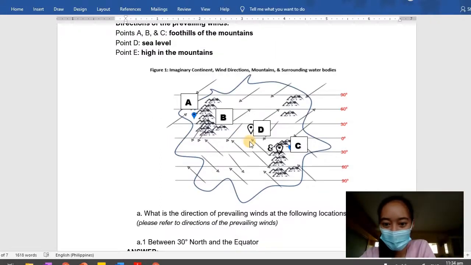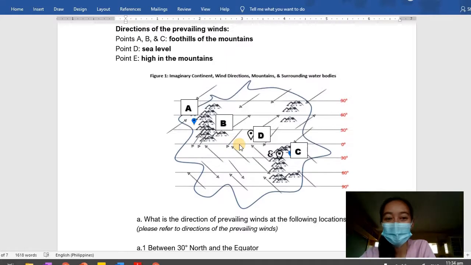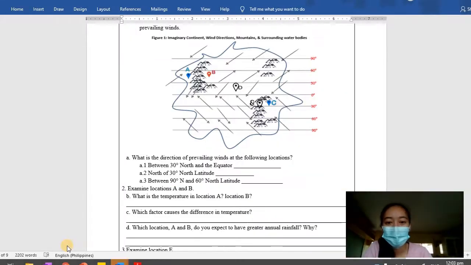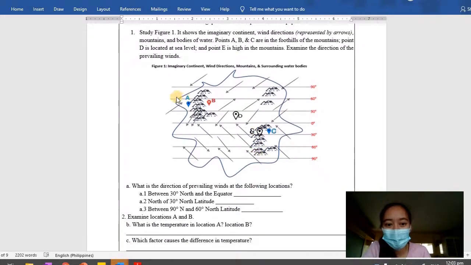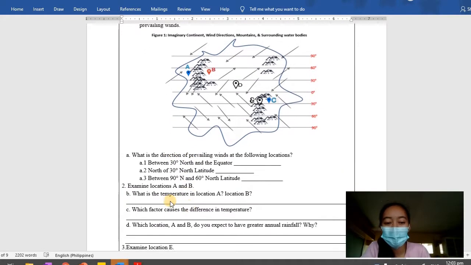Point E, where is point E? So I guess there's no point E. Or high in the mountains. So in answering your exercise number 2, the part 1 is you're asked to answer the direction of the prevailing winds. And the part 2, the number 2 is also asking about the temperature.